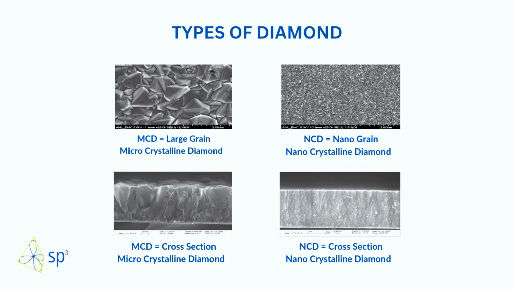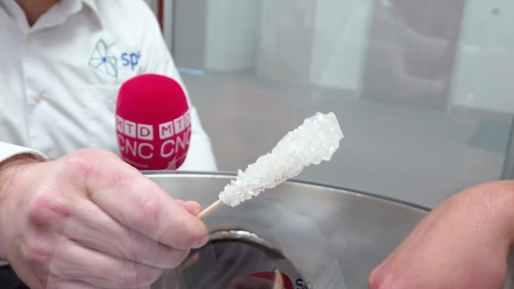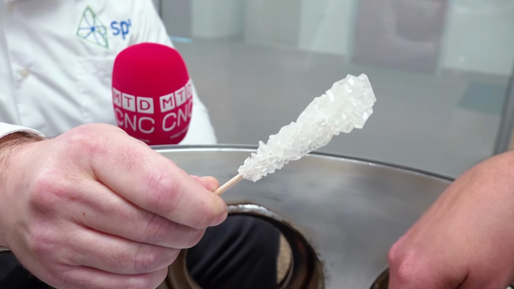So the types of diamond that we typically do are microcrystalline diamond, MCD, and nanocrystalline diamond, NCD. Both of these are polycrystalline diamond types. Most people are used to single crystal gemstones, but you may remember from elementary school growing rock candy crystals. This is a good example of a polycrystalline material where you can see the different crystal grains all in different directions, randomly oriented, but they're all overlapping and grown together into one solid material.